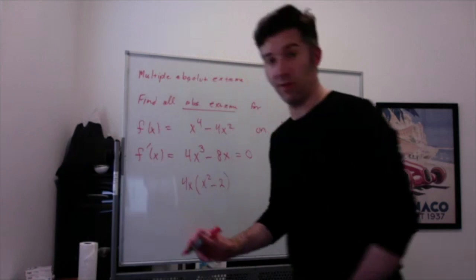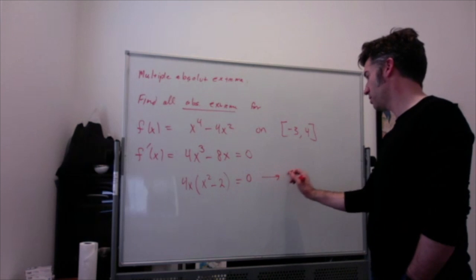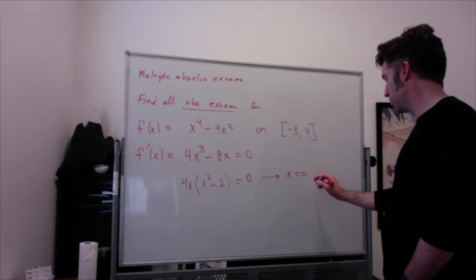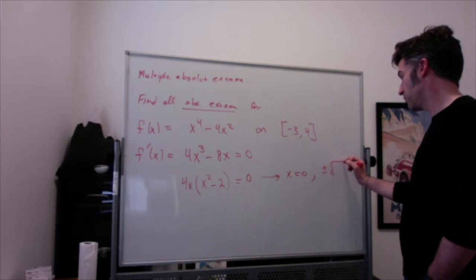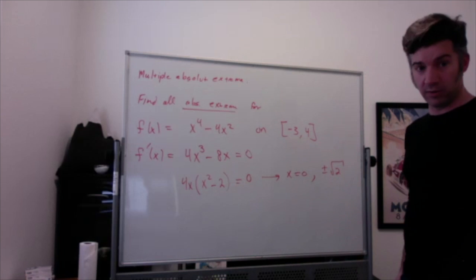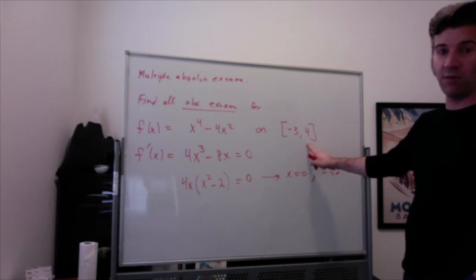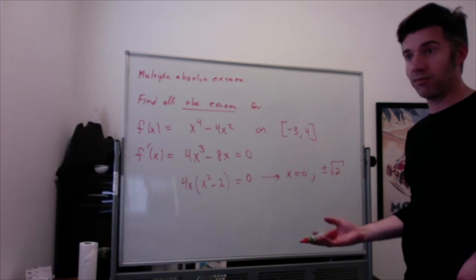I might have picked different numbers. Oh well, this is fine. So my solutions are x equals 0 and plus or minus the square root of 2. Now we'll point out that all three of these critical values are in the interval. Root 2 is definitely less than 4. Negative root 2 is definitely bigger than -3. So everything is between -3 and 4.